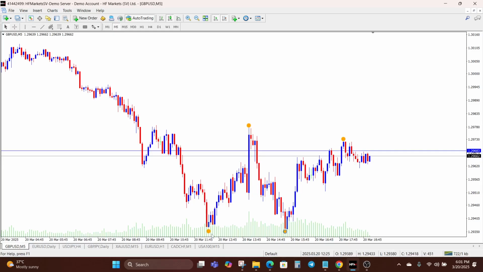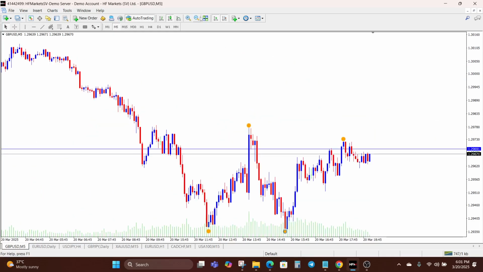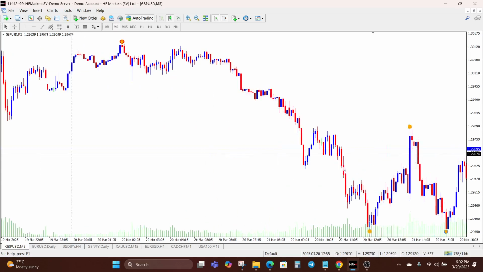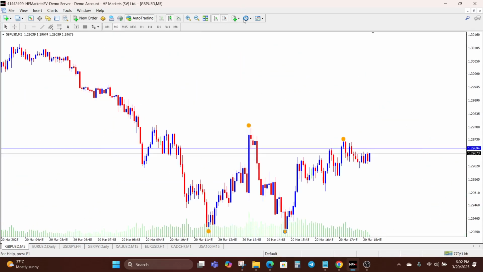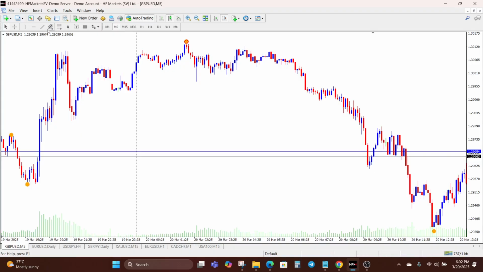The orange dot is inside a ring, surrounded by red or blue rings. So these are your key reversal signals. When you have an orange dot inside a red ring and it appears at the market tops, it signals a possible downtrend.